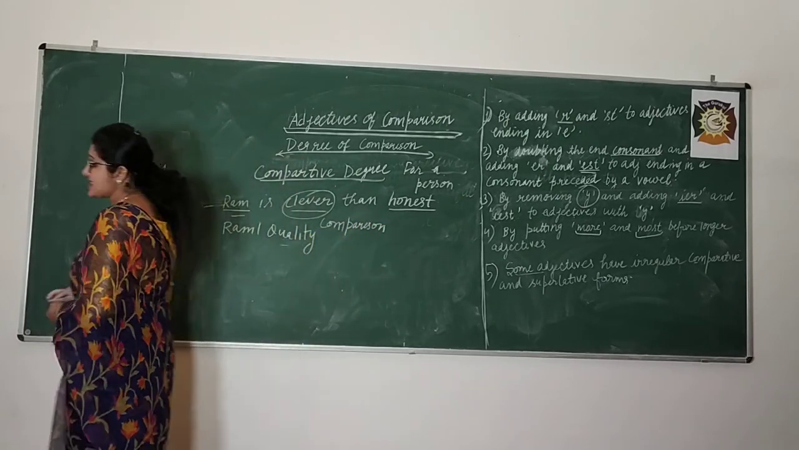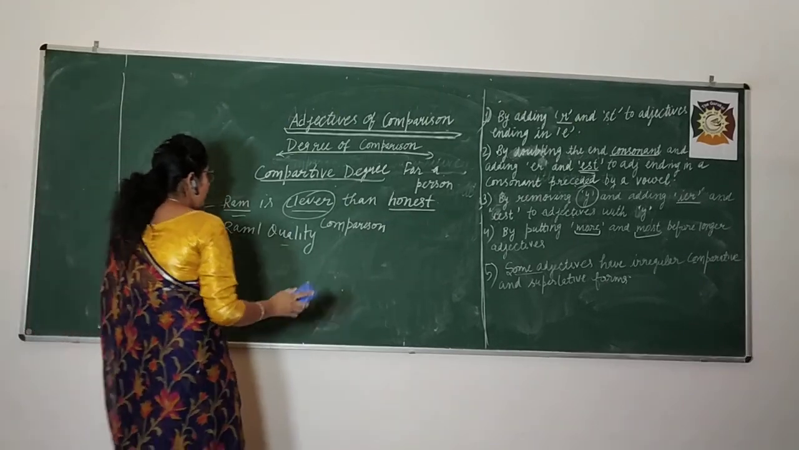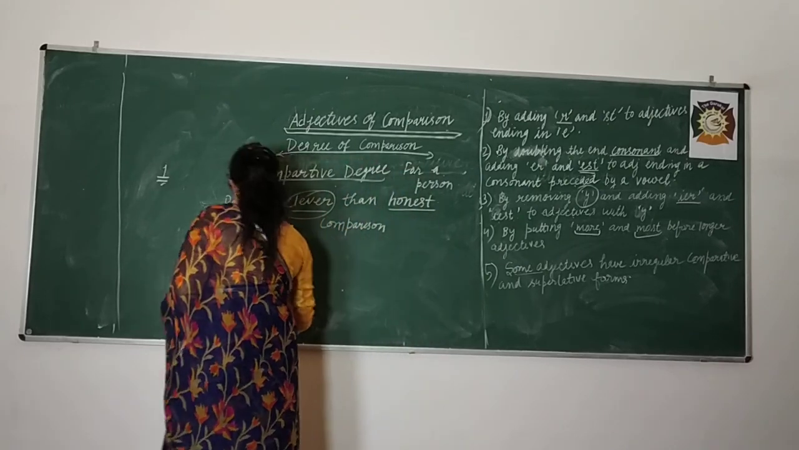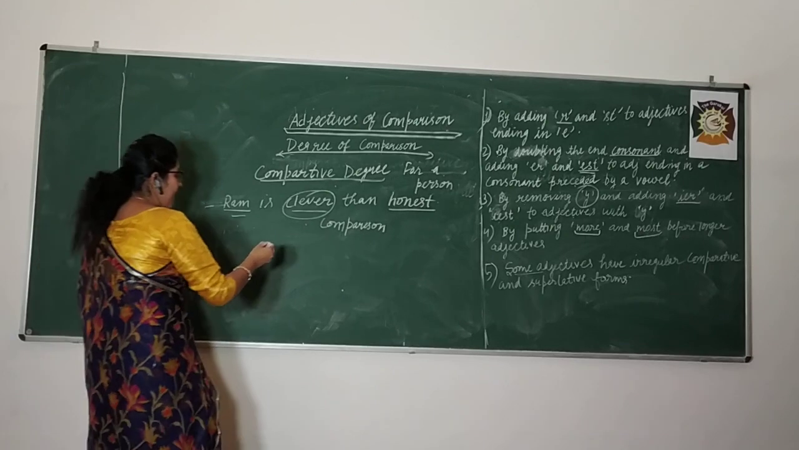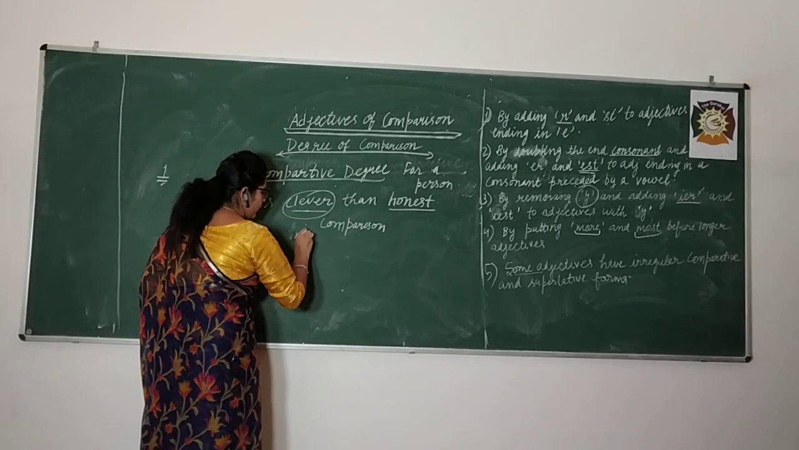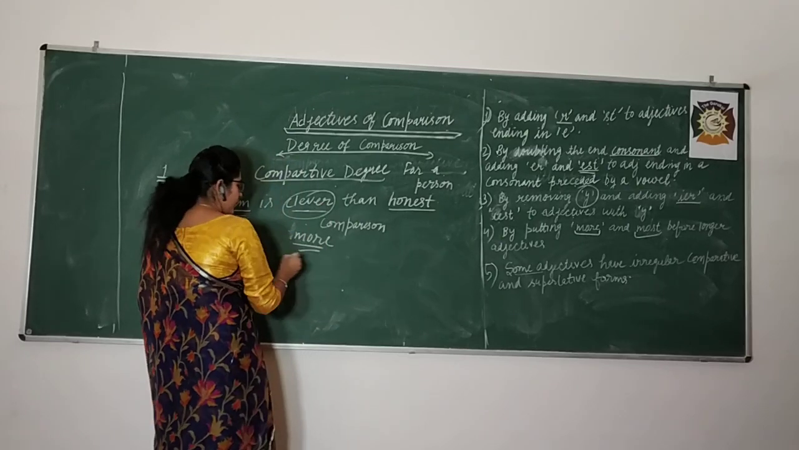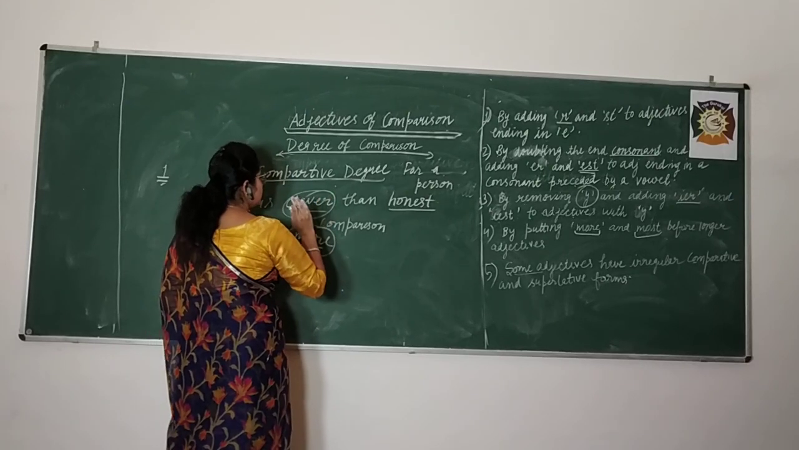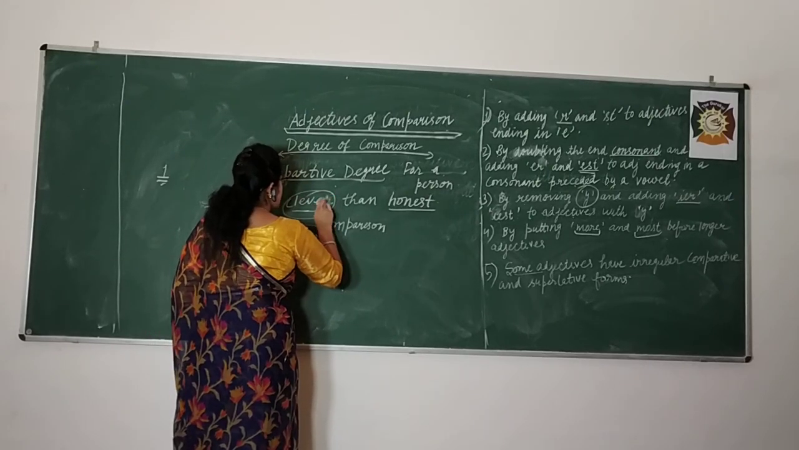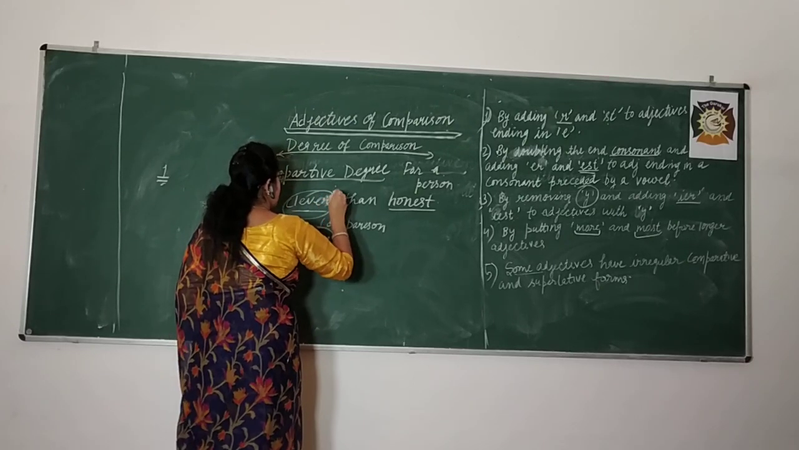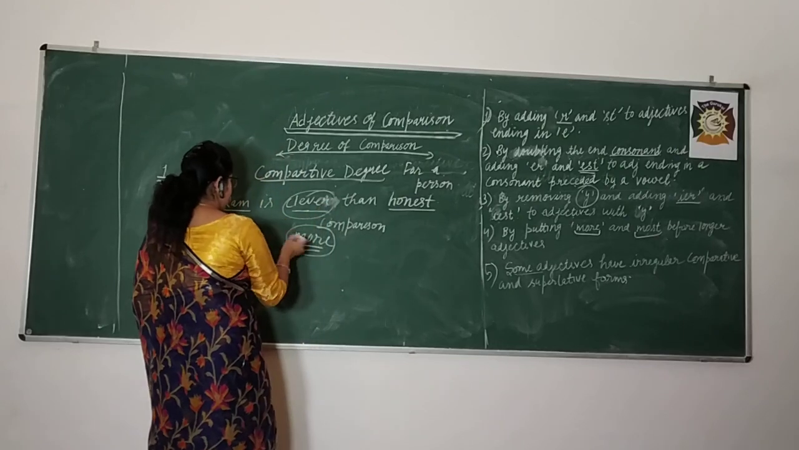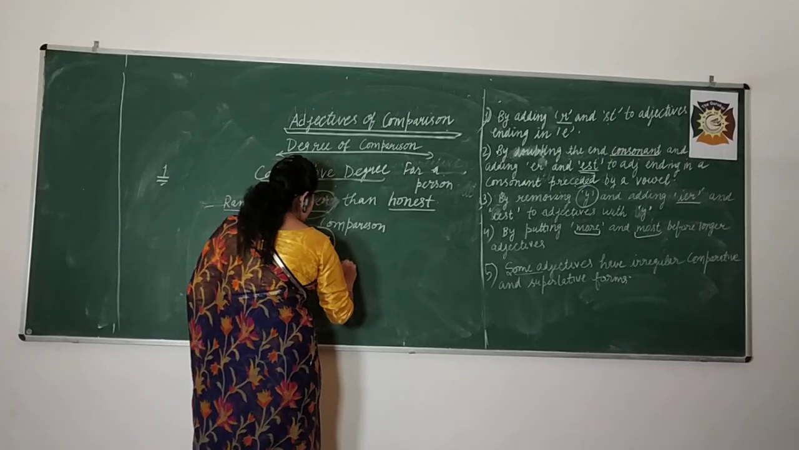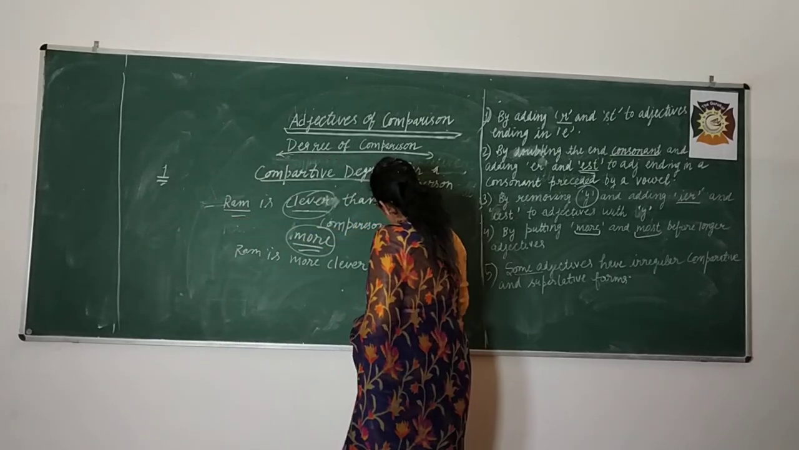So the rule says if we are using the degree of comparison for one person's qualities, then we have to use more. As the comparative degree of clever is cleverer, but here we will use more and we will not use ER after clever. So it is wrong, and what will we say? Ram is more clever than honest.